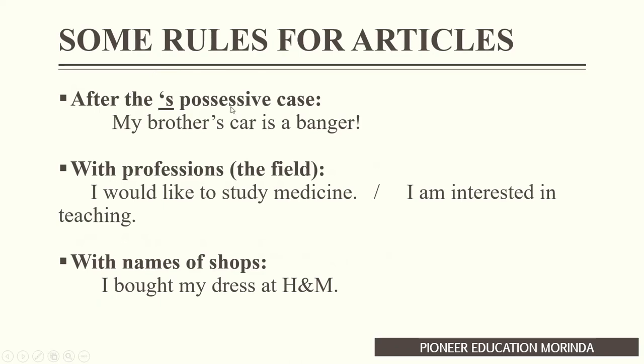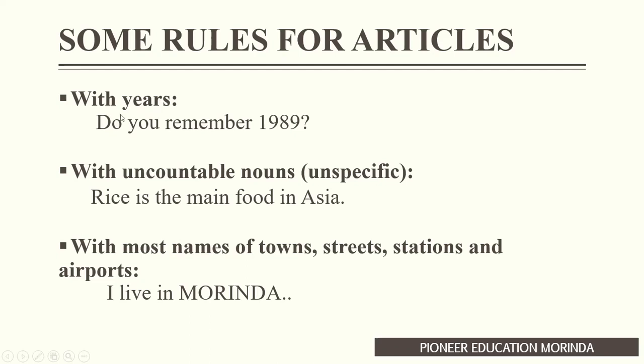After the possessive case, apostrophe s, my brother's car is a painter. With professions and fields, I would like to study medicine. I'm interested in teaching. So in these cases, we do not use any articles because we are talking about the field. With the names of shops, I bought my dress at H&M. With the years, do you remember 1989? We do not use any articles here.